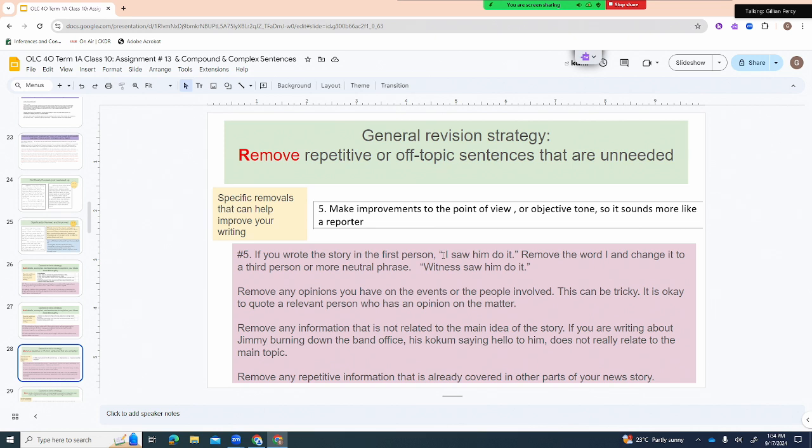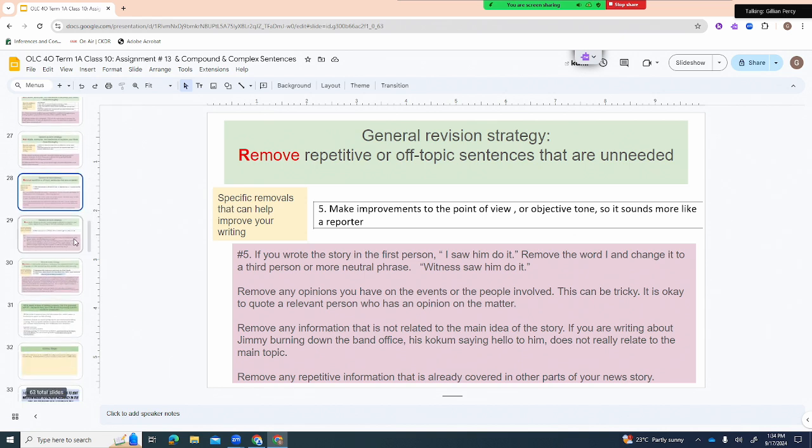I would also remove any information that is not related to the main idea of the story. So if you're writing all about Jimmy burning down the band office, then his Gookum saying hello to him doesn't really relate to the main topic. Take it out. And obviously remove any repetitive information that you've already covered in other parts of your news story.